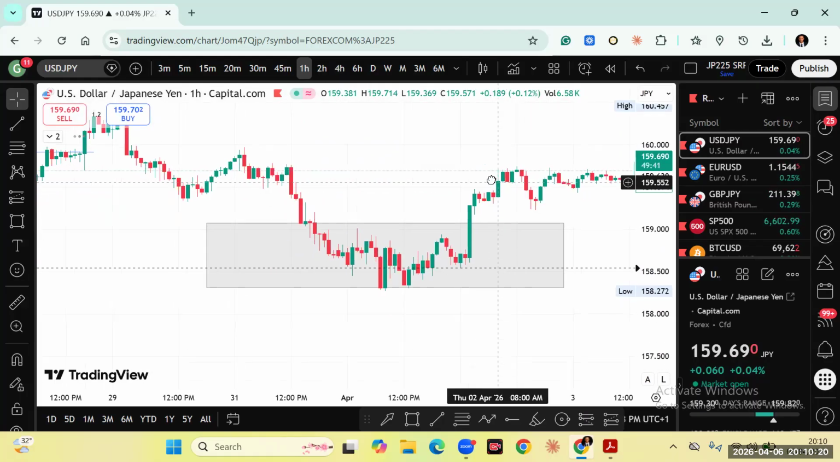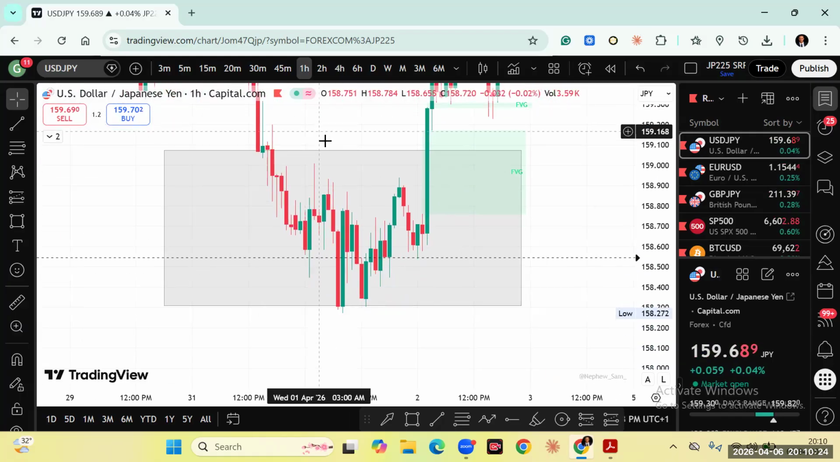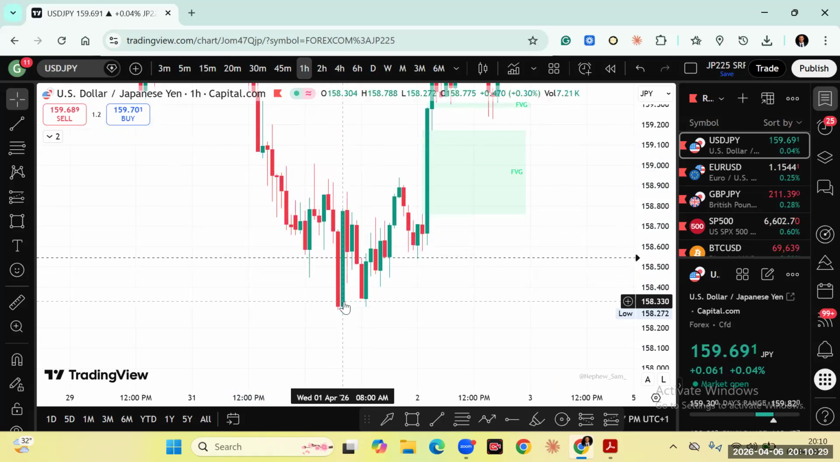I like UJ because if you want a confirmation, it will give you a very clear confirmation. So what did UJ do? You want it to break above a resistance to show that it was buying. It did a bullish liquidity grab and came here and broke above that resistance.